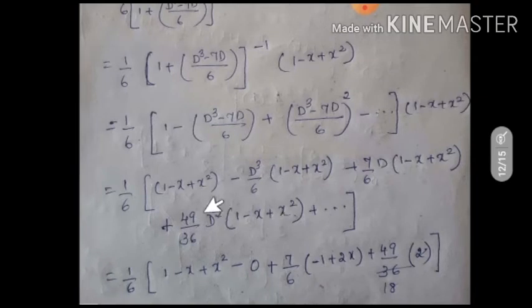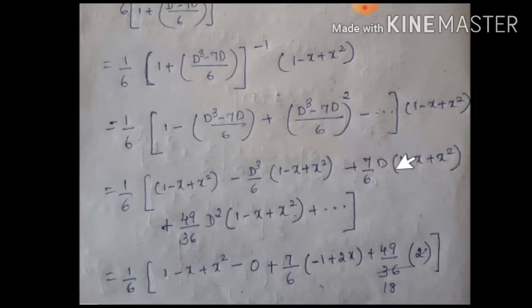Now 1 minus x plus x square as it is. The power of D is more than the power of the polynomial, so the derivative of that will become 0. You can understand better when I do the simplification in the next step. 7 by 6 as it is, then the derivative of this bracket term.